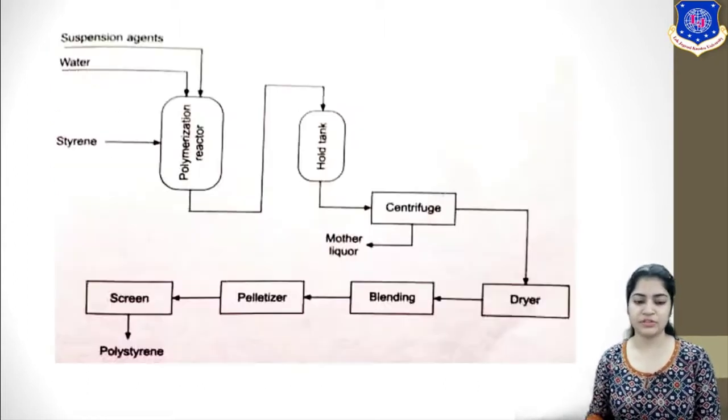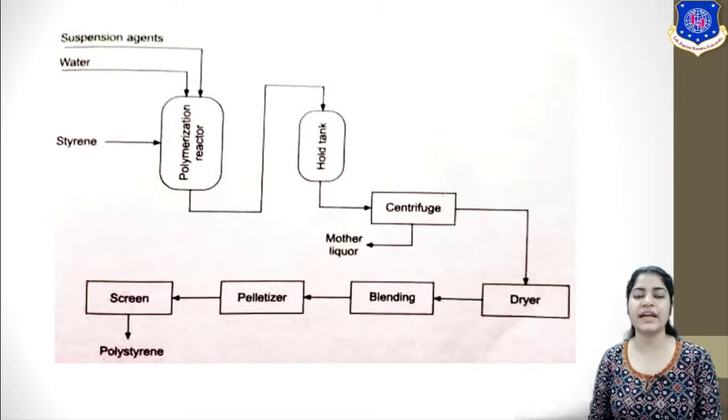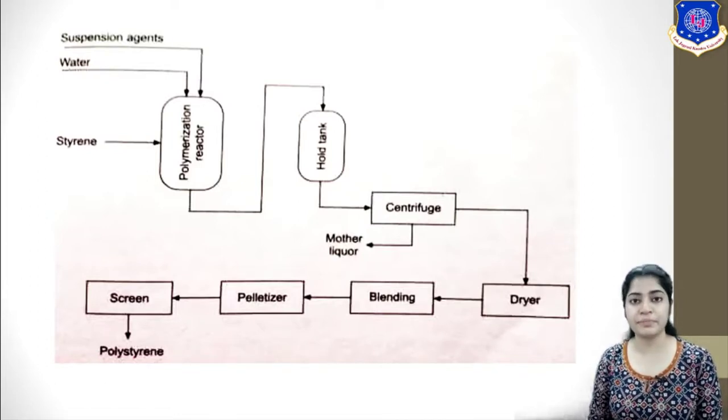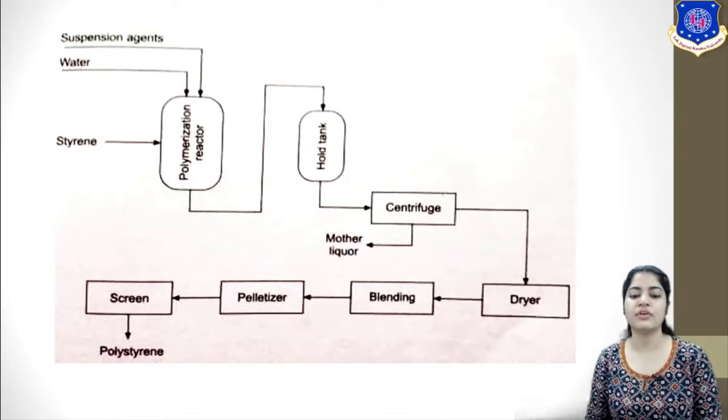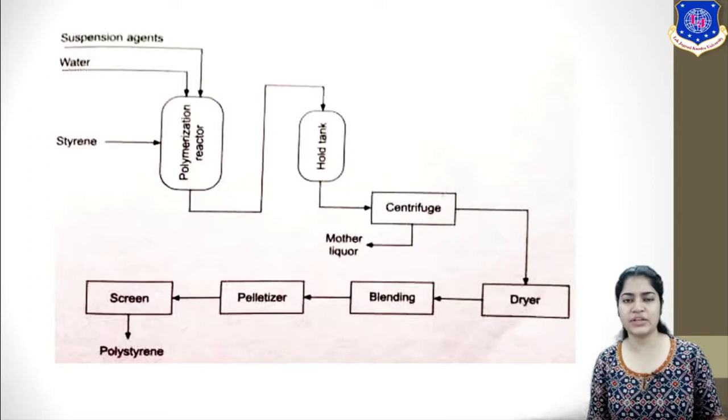So this is the flow sheet. You can see that in a polymerization reactor you are adding, first of all, the monomer. What is the monomer? Styrene. You are adding water and suspension agent if you are carrying out suspension polymerization, right? If you are using that method, then you add suspension agents. After the polymerization reaction, it is sent to a hold tank. The use of the hold tank is to settle down the reaction product.